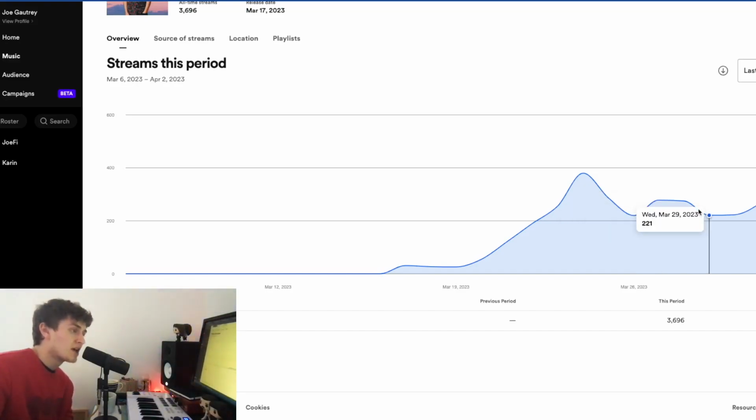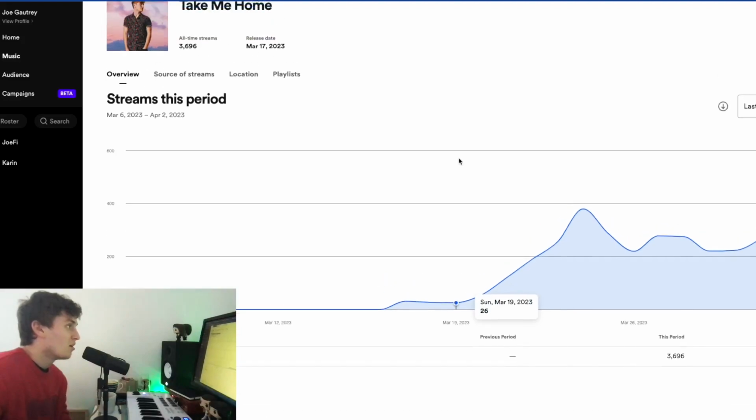Now, the Facebook campaign stopped here on the Tuesday, I believe. Yes, it was the Tuesday, the 28th of March. So you can see there was a little bit of a dip there the day after we stopped it. But this is when the algorithm has taken over. And you can see since running this Facebook ad campaign, we're now getting the rewards of running it.